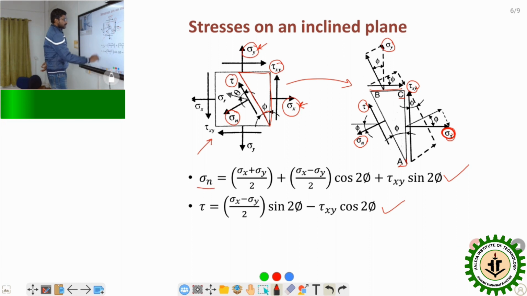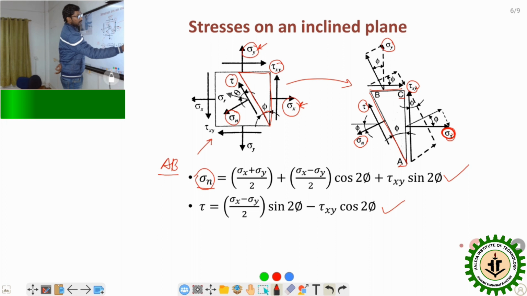The normal stress, denoted by sigma n, on the inclined plane AB is sigma x plus sigma y by 2, plus sigma x minus sigma y by 2 into cos 2 phi, plus tau xy sin 2 phi. Here phi is the inclination angle. Similarly, on this face AB, tau, the shear stress, equals sigma x minus sigma y by 2 sin 2 phi, minus tau xy cos 2 phi.